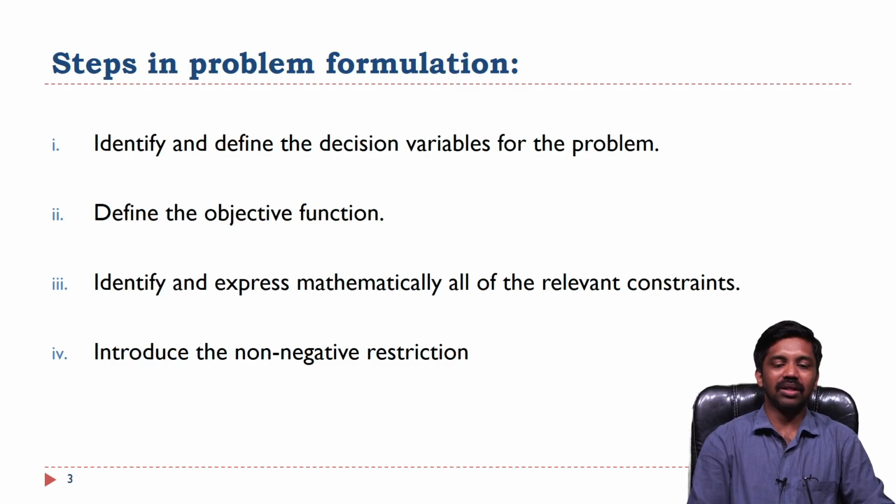The basic steps in problem formulation are: first we identify and define the decision variables for the problem, then we define the objective function, then we identify and express mathematically all of the relevant constraints, and then we introduce the non-negativity restrictions. These are the basic steps of formulation of a linear programming problem. Now we can pick this particular problem and show how we can formulate this real world problem as a linear programming problem, which comprises the decision variables, the objective function, and the constraints including the non-negativity restriction.